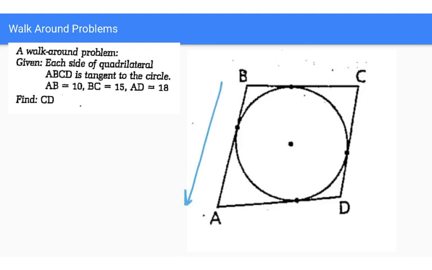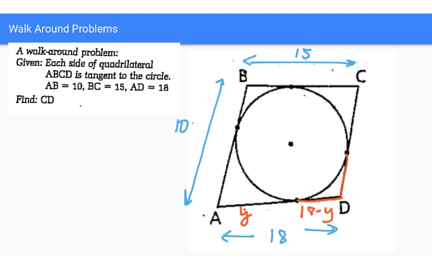Okay, so just to make it a little bit different, we're going to put AB is 10 again, and BC is 15, and AD is 18. We're still looking for CD because that hasn't changed. But suppose we said, okay, let me let this be my unknown right here. Let this be Y. Okay, so now I know this length, don't I? 18 minus Y. So this is also 18 minus Y.